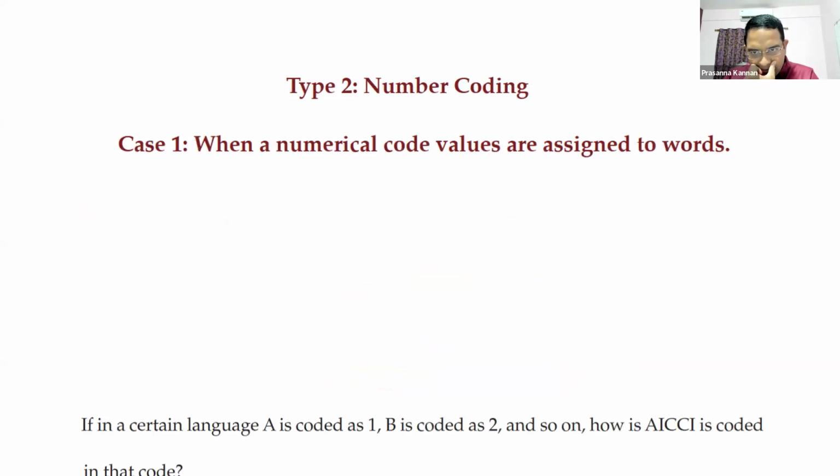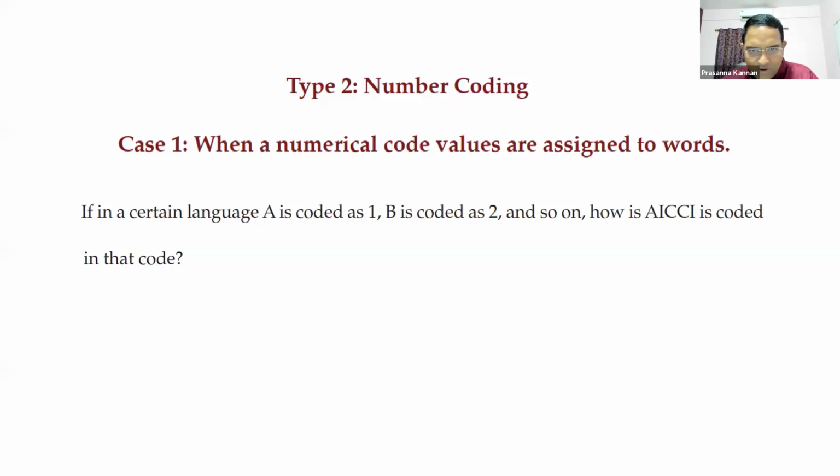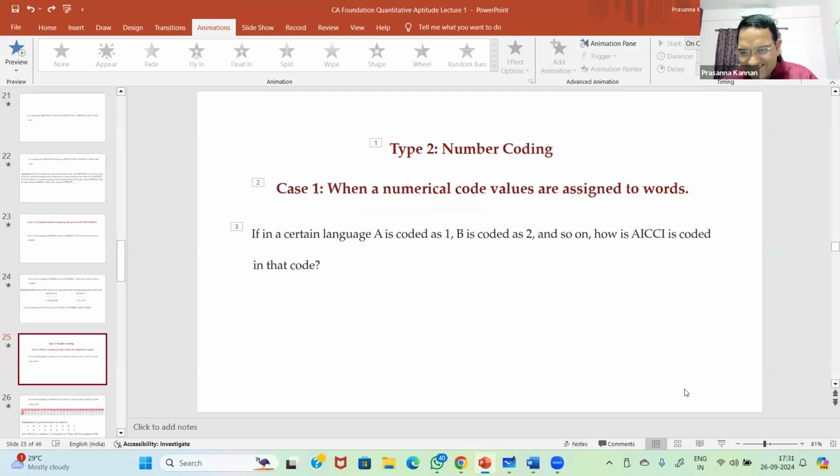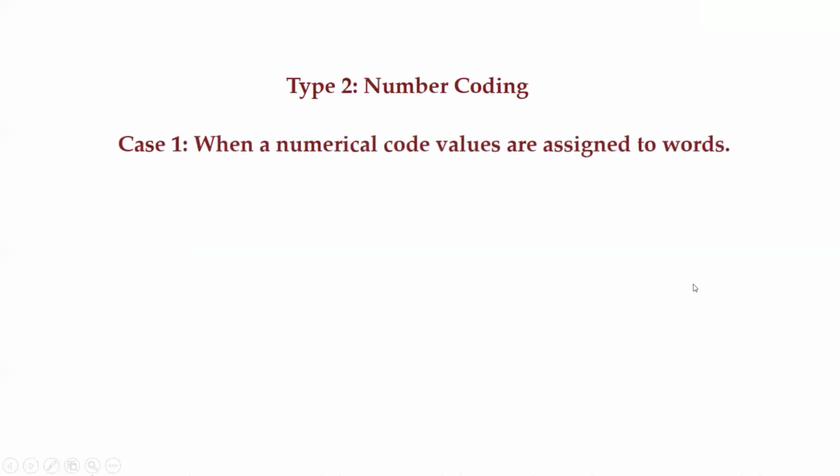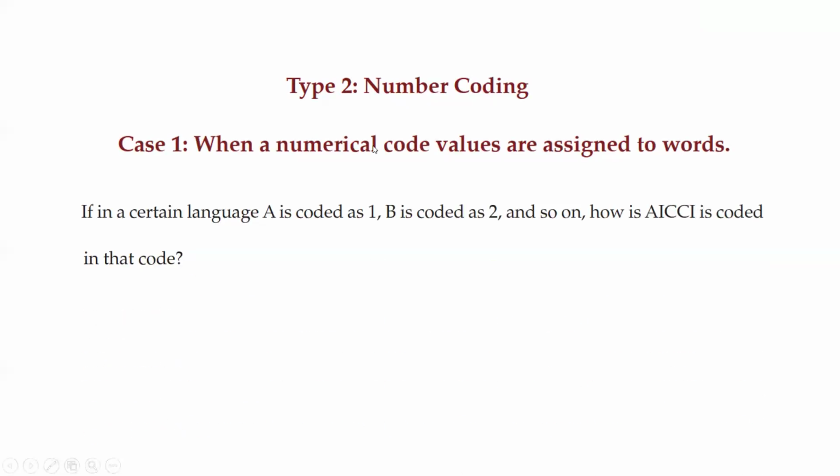Next is number coding. So numerical code values are assigned to words. This also we had seen. For example, already we know, right? A is coded as 1, B is coded as 2, C is coded as 3, etc. So how will you code AICCI? 19. 19339. Okay, very good. Right.